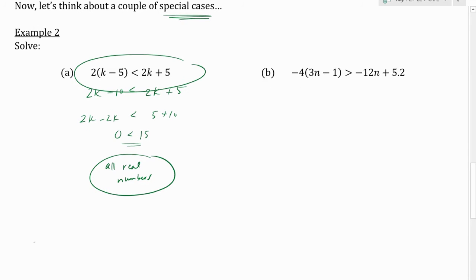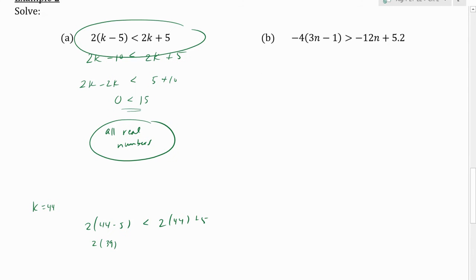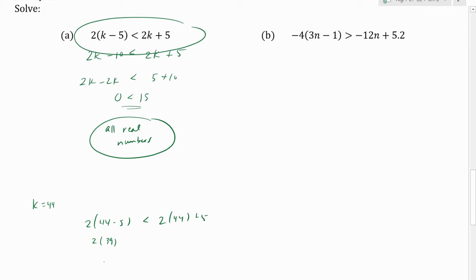Like you just pick any random number. I'm going to pick 44. That was my basketball number in high school. If I put that in for k, so twice 39 over here. Let's see, it's going to be what, 78? This is 88 plus 5 more, which is 93. 78 is less than 93. Yeah, because everything I put in there is going to be the left side's less than the right, because everything makes it true.